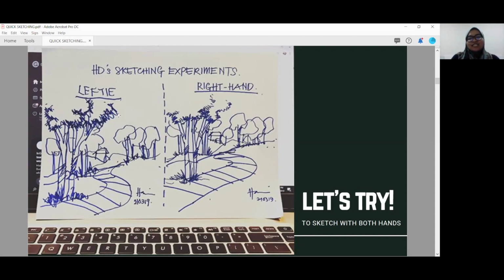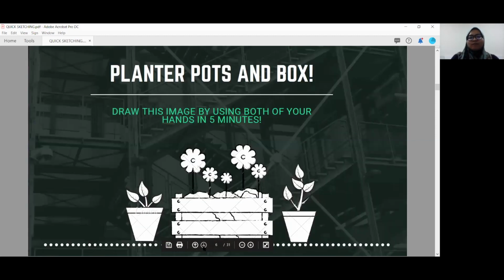I'm going to let you try this maybe later, not during this online sharing, but if you want to do it now, why not? Try. This is also another exercise that you can use to test whether you are ambidextrous or not: draw this image using both of your hands in 5 minutes, to see whether you can get similar, rough ideas and whatnot.